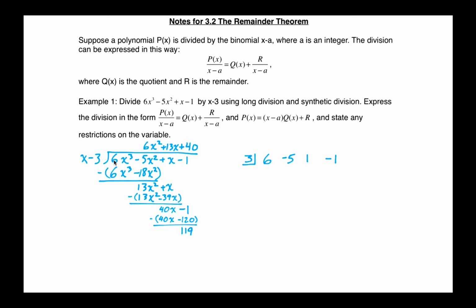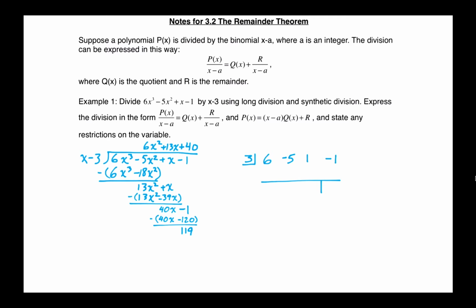I've copied the coefficients of the polynomial, so the 6x cubed, the -5x squared, the +1x, and the -1, all those coefficients are there. I'm going to leave some space for the quotient to go down here, and then some other work that shows up here, and then I'm going to have the remainder show up over there.